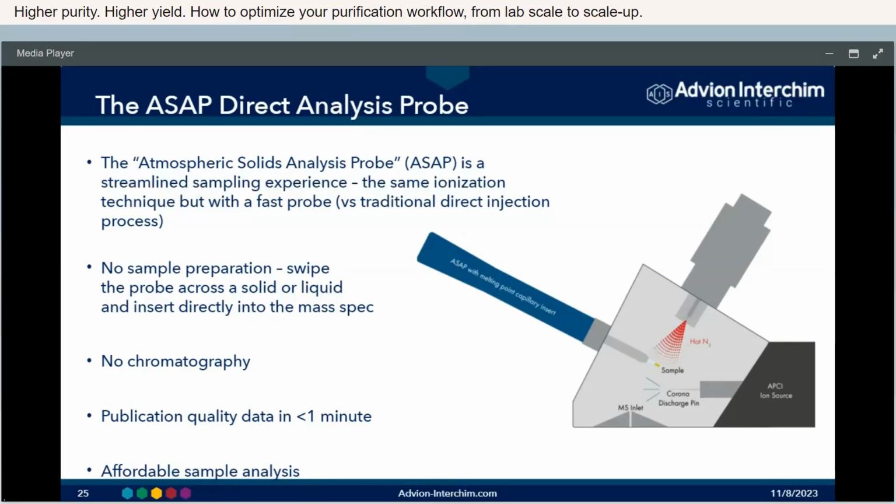So what are the benefits of this? You have no sample preparation. You simply swipe the probe across a liquid or solid sample and then insert directly into the mass spec. There's absolutely no chromatography needed, and you can get publication quality data in less than 1 minute. So this is a very affordable way to do sample analysis because, again, no solvent means saving money.